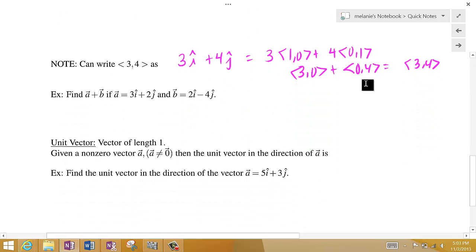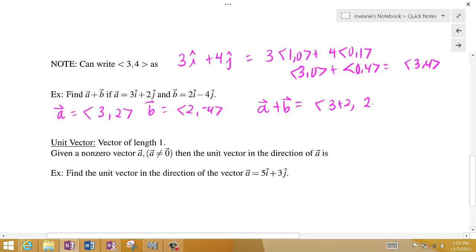So I can find A plus B if A equals 3i plus 2j and B equals 2i minus 4j. What I prefer to do is always change that linear combination of standard basis vectors into our normal notation. So A is 3, 2 if I write it like this, and B is 2, negative 4. So if I want A plus B, I just add up the components. That's 3 plus 2 and 2 minus 4, which gives me 5, negative 2.